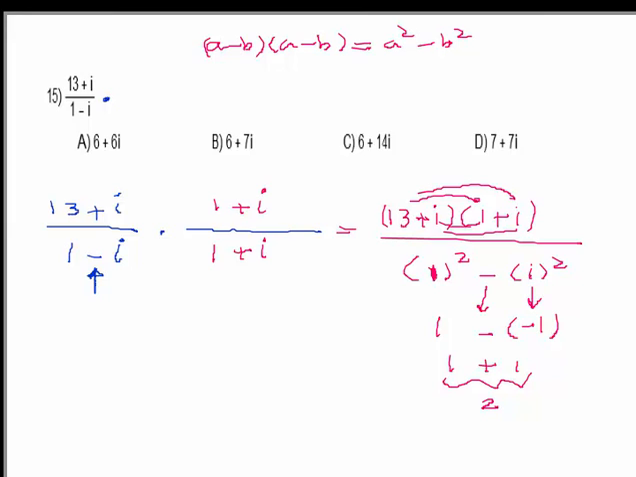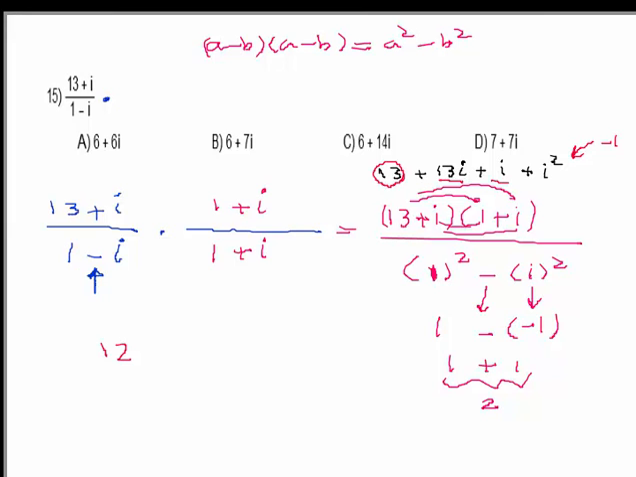If I multiply that, I get 13 times 1 would be 13. We shouldn't mix up I and 1 here. 13 times I would be 13I. I times 1 would be plus I. The last term would be I times I, which is I squared. Again, we replace that with negative 1. This would be negative 1. So negative 1 and 13 will give me 12 at the top.